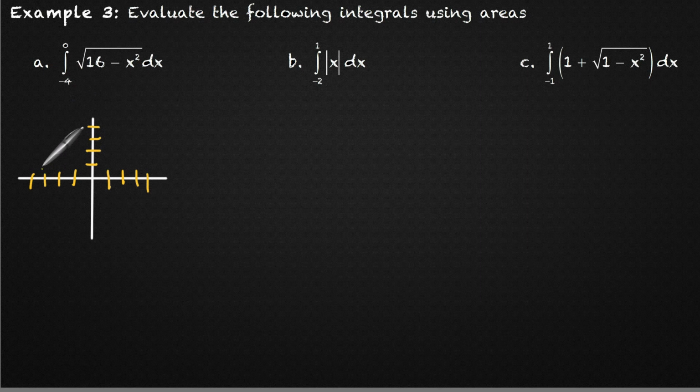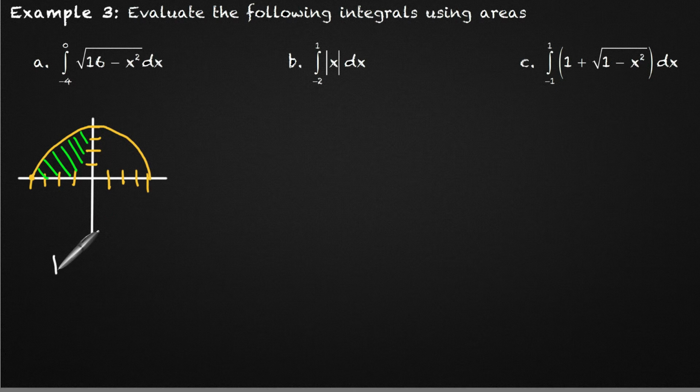And this is the upper half of it. So it's going to be looking something like this. All right. And we are integrating from -4 to 0. So let me shade that in. That's basically going to be that little area right there, which is a quarter of a circle.